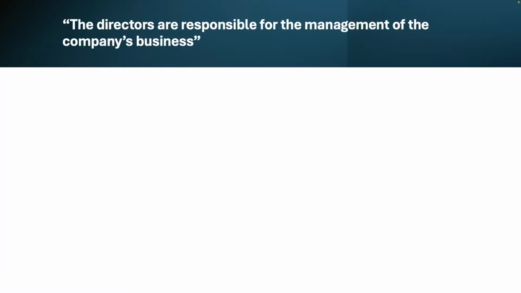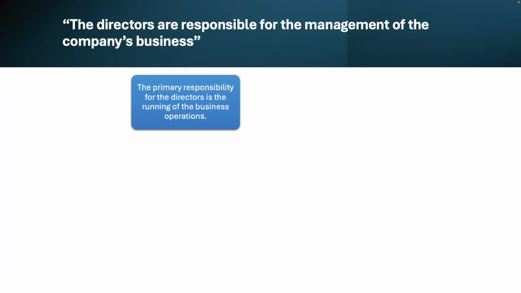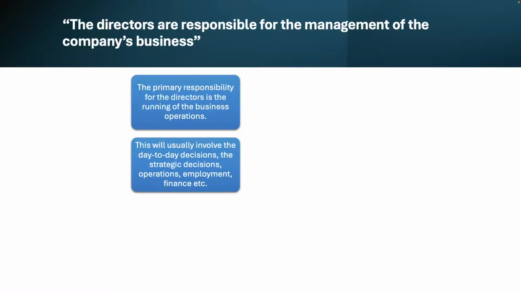The next part of Article 3 refers to the directors being responsible for the management of the company's business. This phrase establishes that the directors will, collectively or individually, depending on the articles, have primary responsibility for running the business operations of the company. This usually involves, in practical terms, day-to-day strategic decisions, operations, employment issues and finance, all of which would generally fall into the quite broad category of management, and hence be handled by directors under their authority. This is not to suggest that a director has to deal with every single issue.